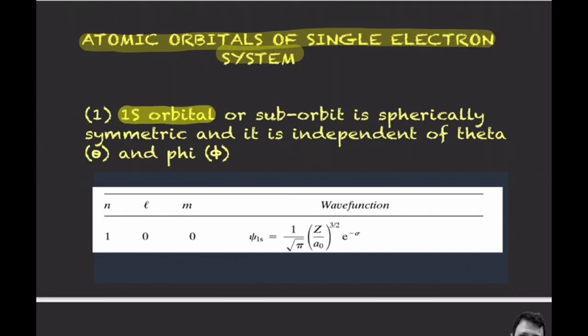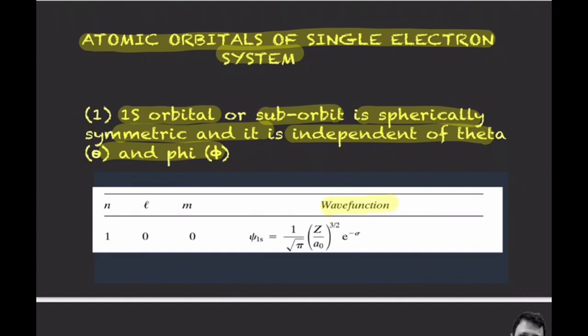Like the 1s orbital, which is spherically symmetric and independent of theta and phi. So what is the meaning of spherically symmetric? Here we have the complete wave function, and you can see that in a complete wave function there are two parts, one is angular, the other is radial, and we are interested here in the angular part. In the case of the 1s orbital, the angular part is a constant, independent of theta and phi.